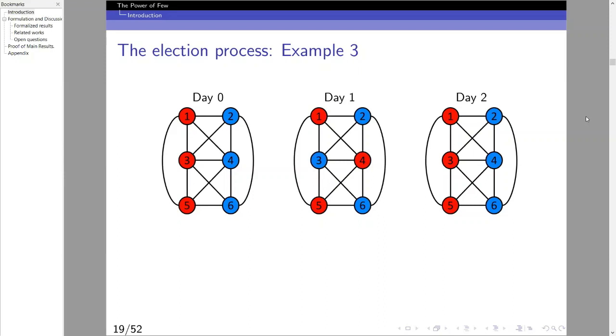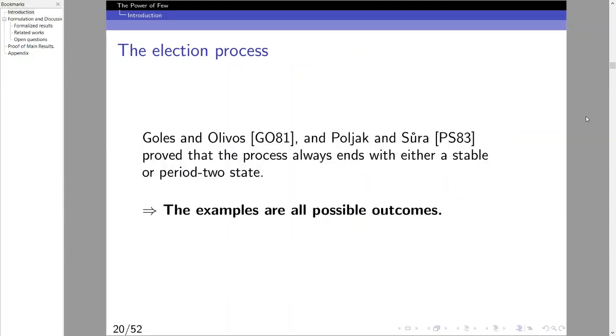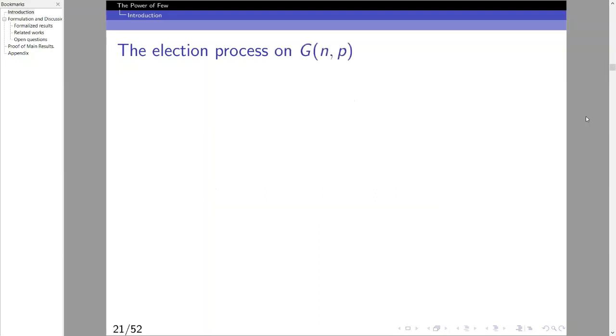But let's look at this example. Here, 3 and 4 will keep swapping their colors forever, but they're still not a winner. So it's a stalemate with a cycle of 2. It turns out that these are all the possible outcomes. It was proven quite a long time ago that the process will always end with either a stable state or a pure 2-cycle.